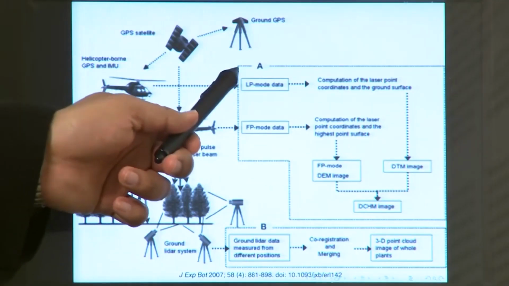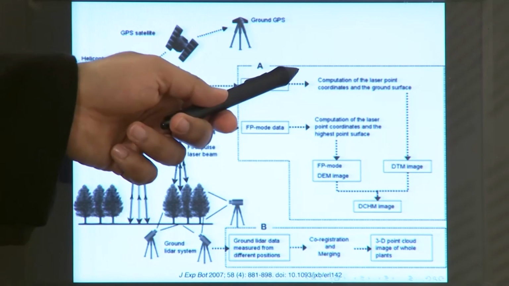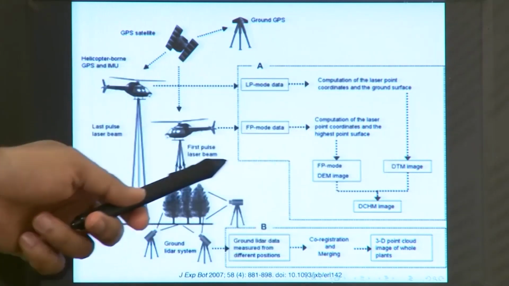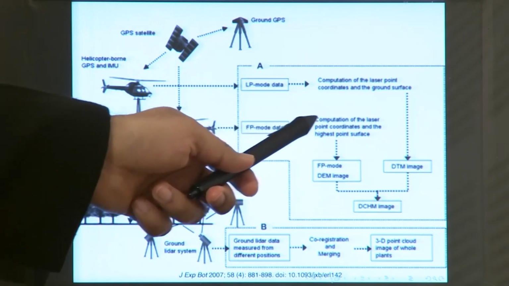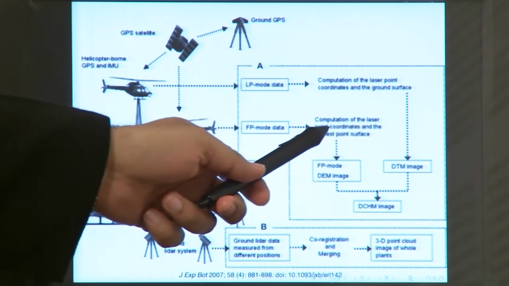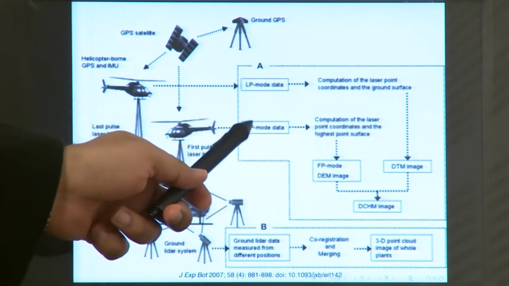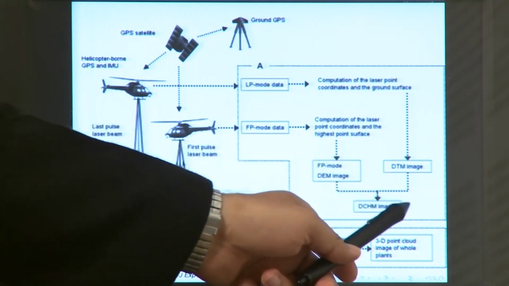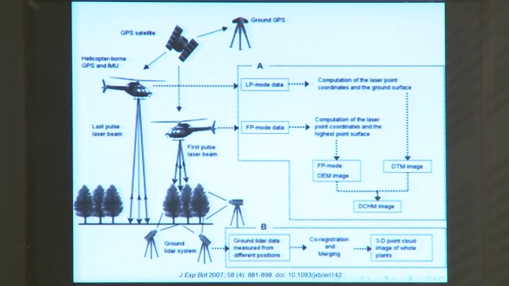So, using the LP mode you get a computation of the laser point coordinates on the ground surface, you get the DTM. With the FP mode you get a computation of the laser point coordinates at the highest point surface. So, from this you get a DEM image, you subtract both of these and you get a DCHM, digital canopy height model.